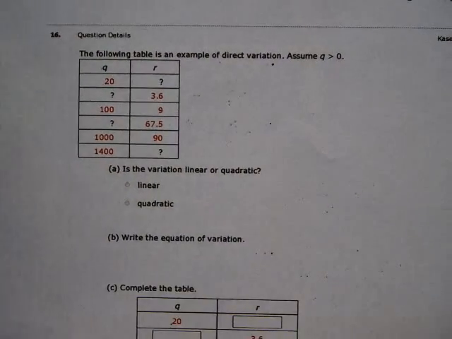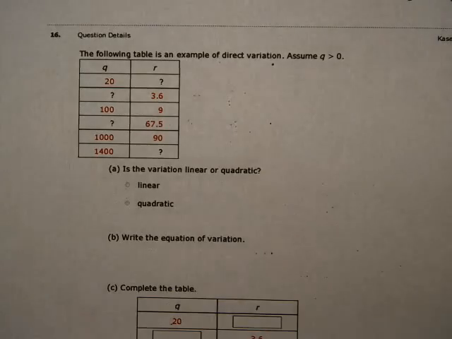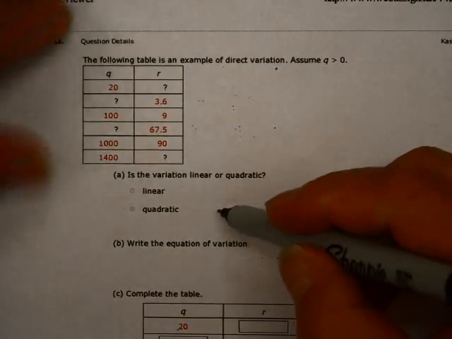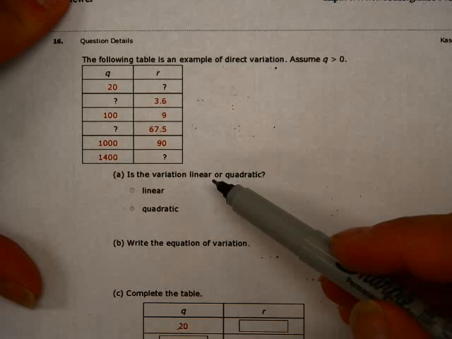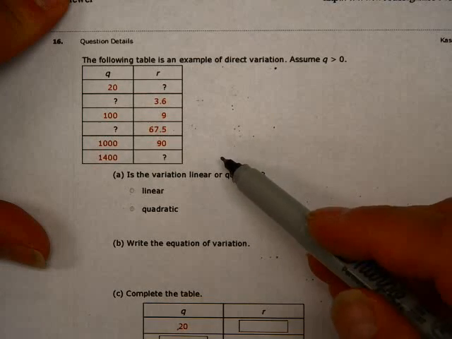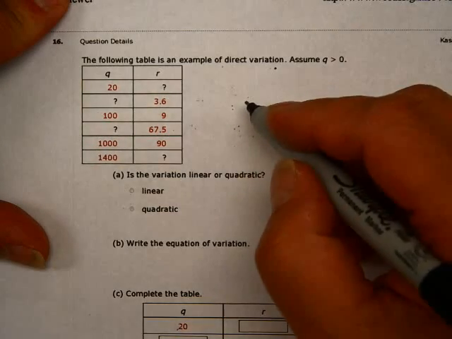Here's a problem I'd like you to try to work out on your own. It's very similar. The following table is an example of direct variation. I'm going to assume q is greater than 0. So I want to know, is this linear or quadratic? I want to find the equation and then complete the table. I'll give you a moment to figure this out yourself. You should pause the video and then continue when you are ready.